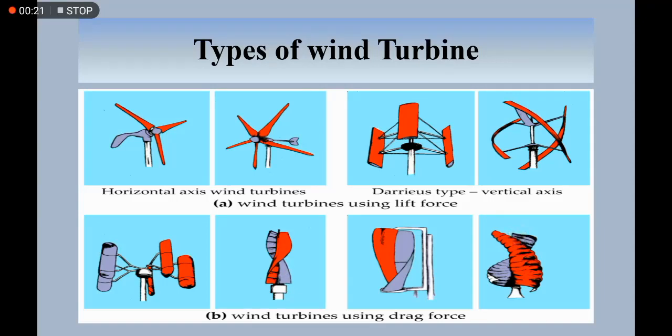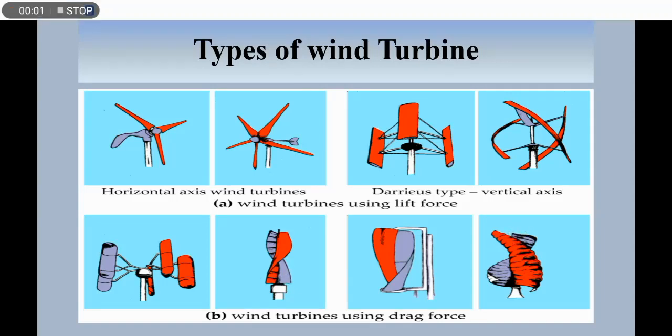Now we discuss the types of wind turbine. These wind turbines can basically be divided on the basis of forces. Some wind turbines operate by using lift force and others by using drag force.